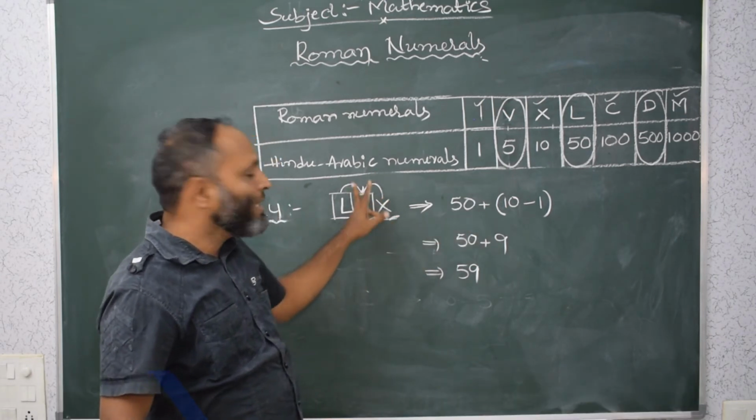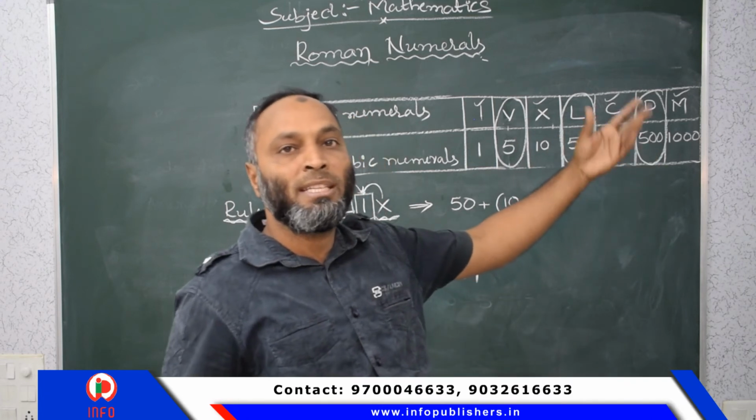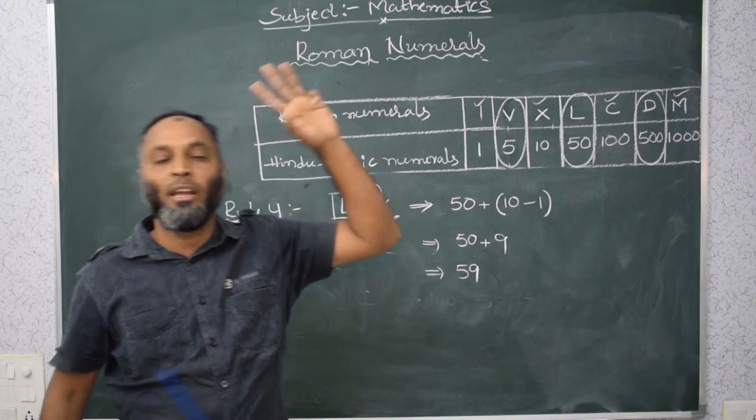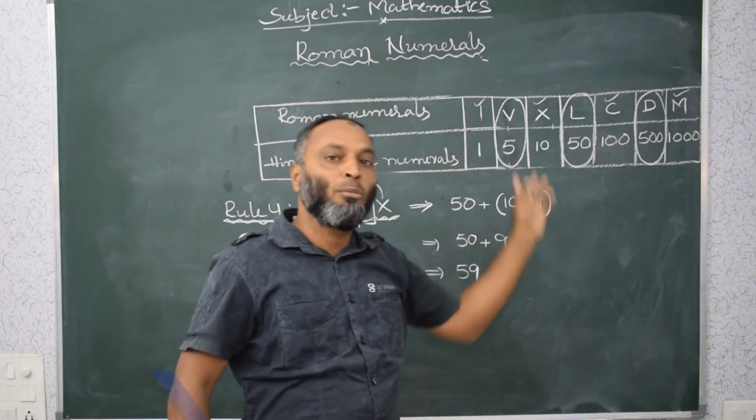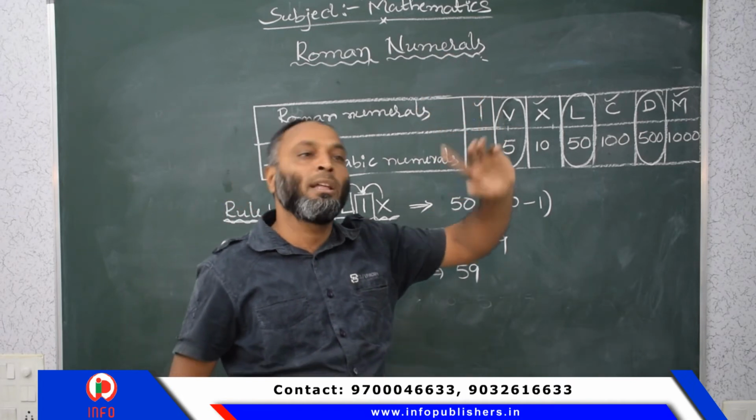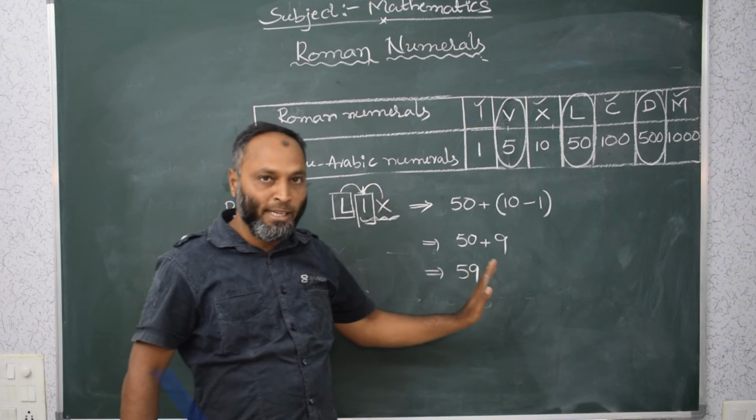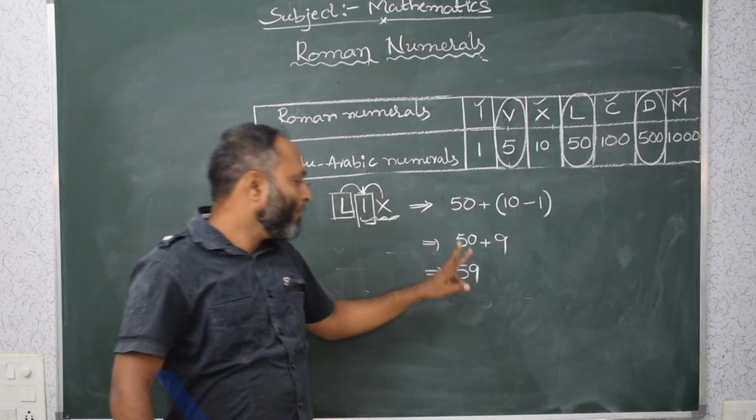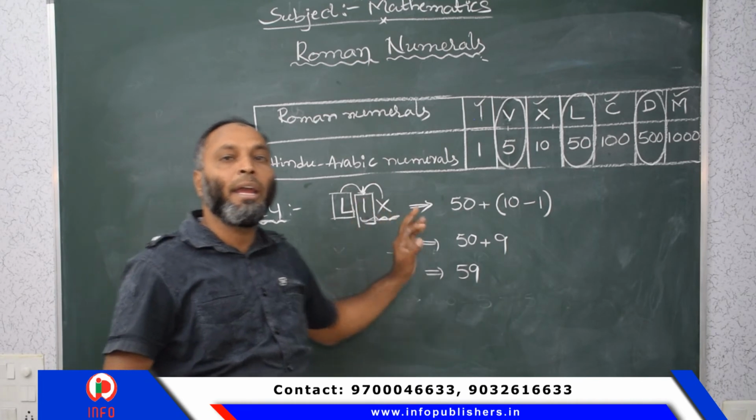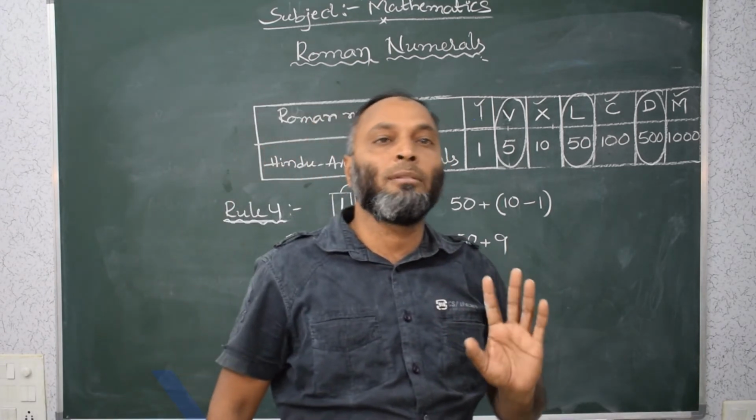Then after that you see what is there on the left side. If 1 is there, 1; if 2 is there, 2; if 3 is there, 3. That we have to subtract. In rule number 3 we discussed, whenever a small Roman numeral comes on the left side, then we have to subtract. The same we have to apply here. 50 and 10 minus 1 is 9, totally 59. The representation of 59 is LIX. This is the representation of 59 in Roman numerals.